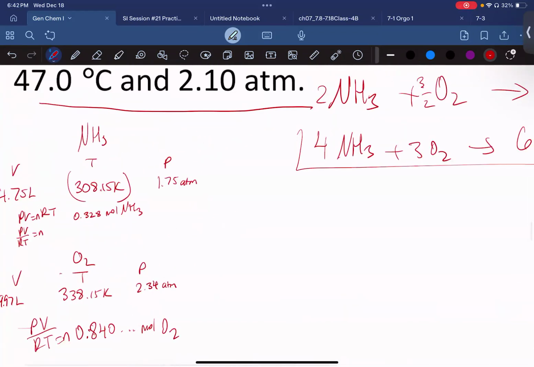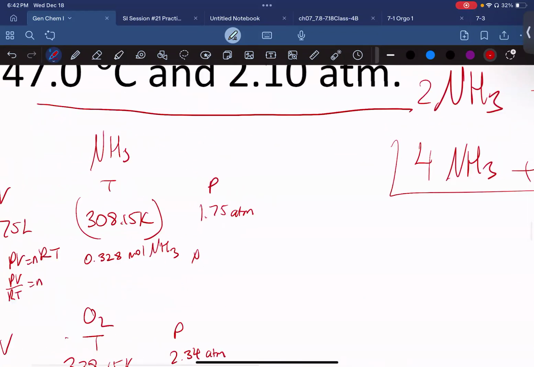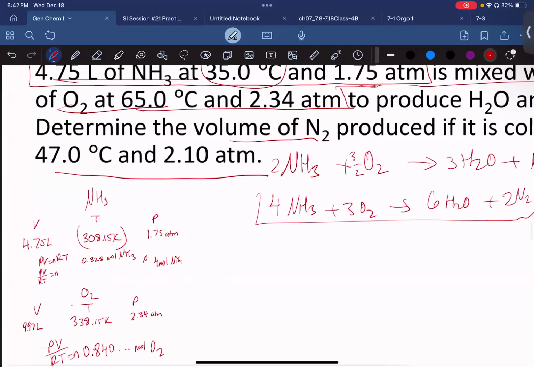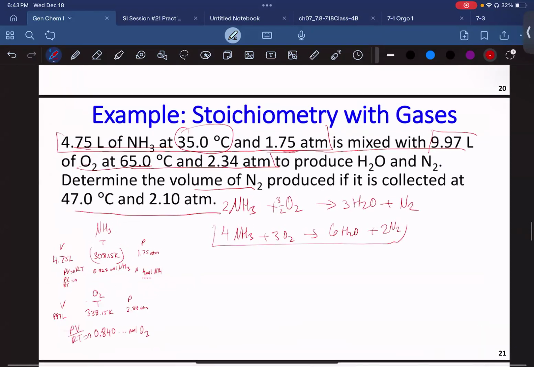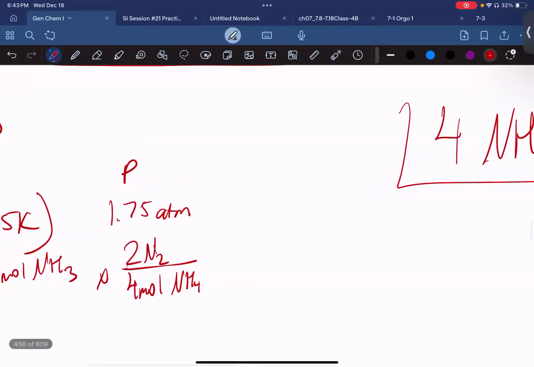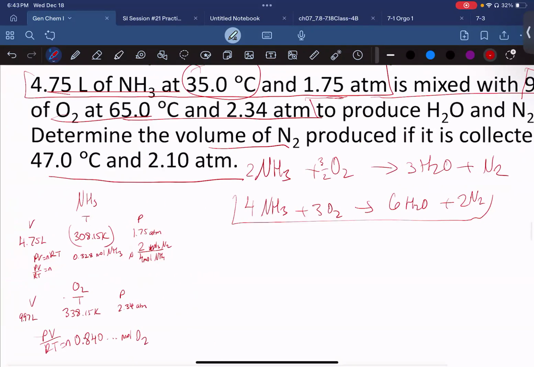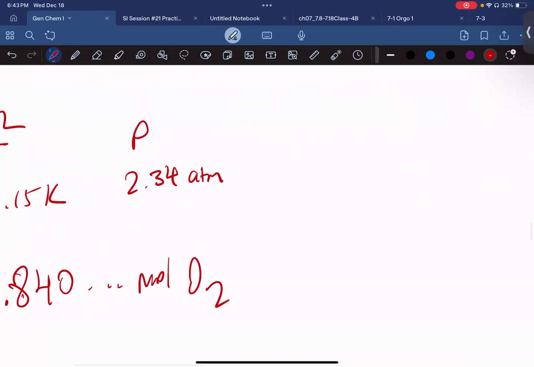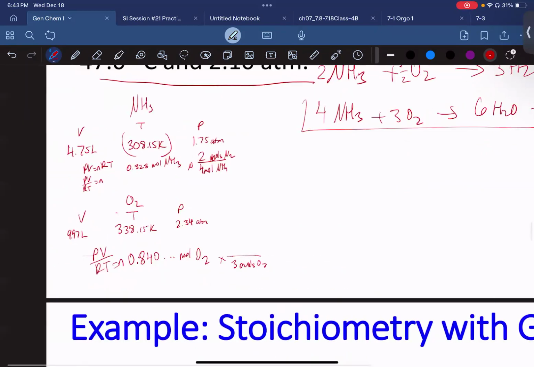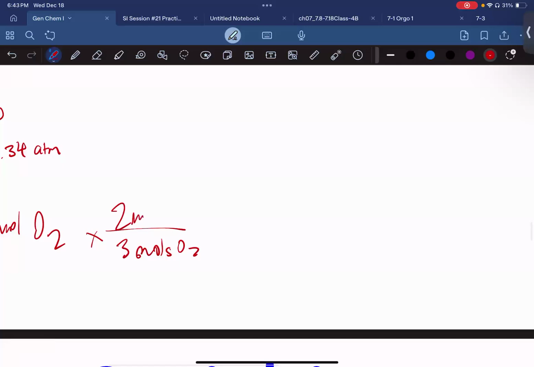And then now you have to use the mole ratios, right? So for every 4 moles of ammonia, you get 2 moles of N2. And for every 3 moles of O2, you get 2 moles of N2. Okay.